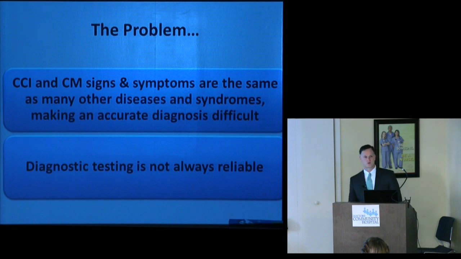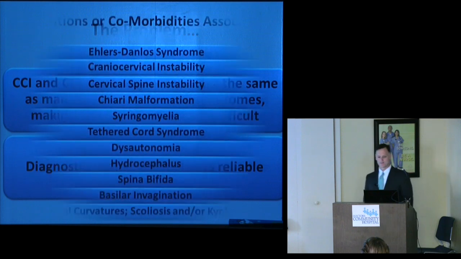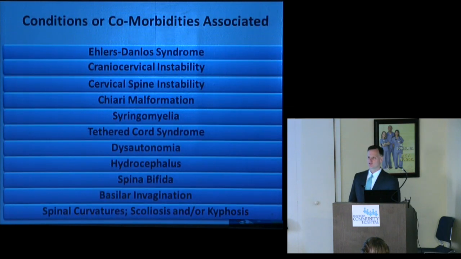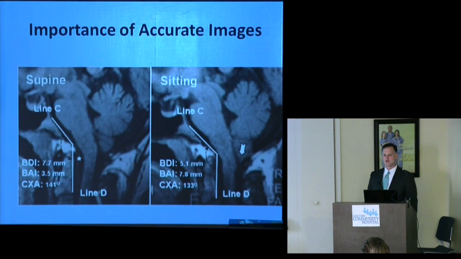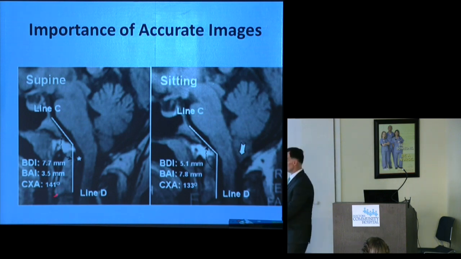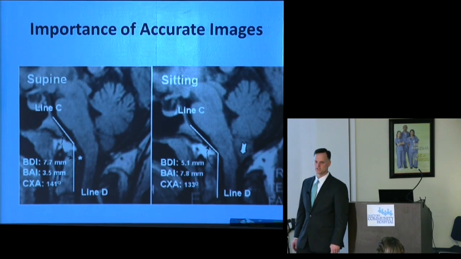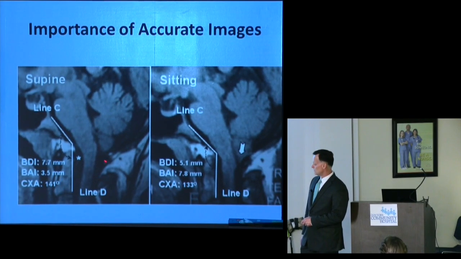Going back, part of the problem also is that our diagnostic testing is not always reliable. In Rhode Island, where I see a lot of my patients, they come in with their MRIs. On the left, the patient had an MRI done supine. This patient has Ehlers-Danlos syndrome. You can see right here, this line coming up, that is her clivoaxial angle. In this case, with her lying supine, her clivoaxial angle was 141 degrees. Her tonsils were up and there was no herniation.